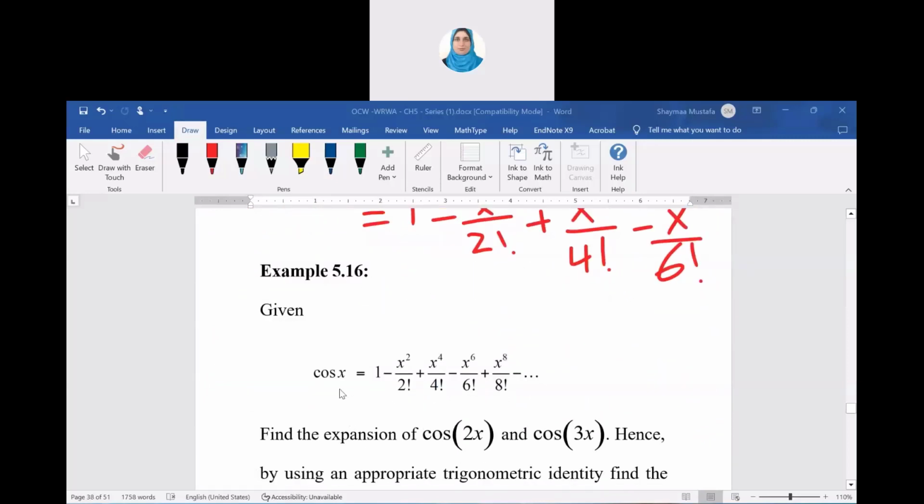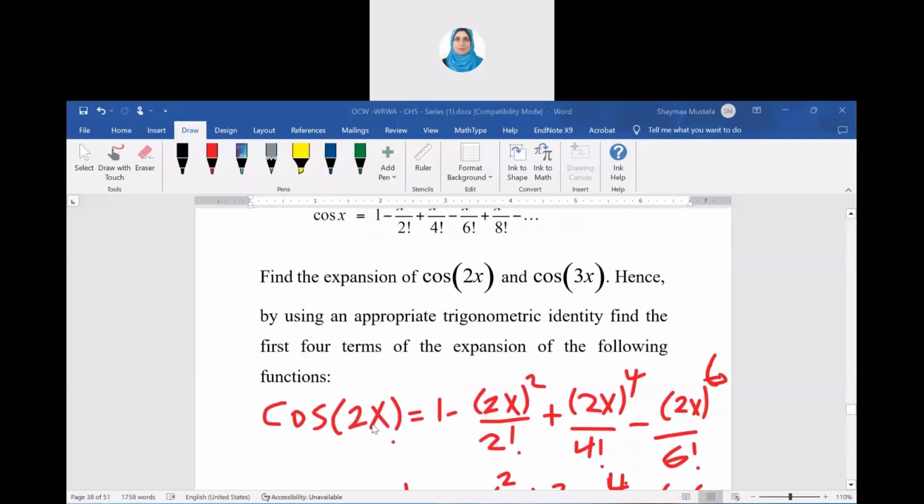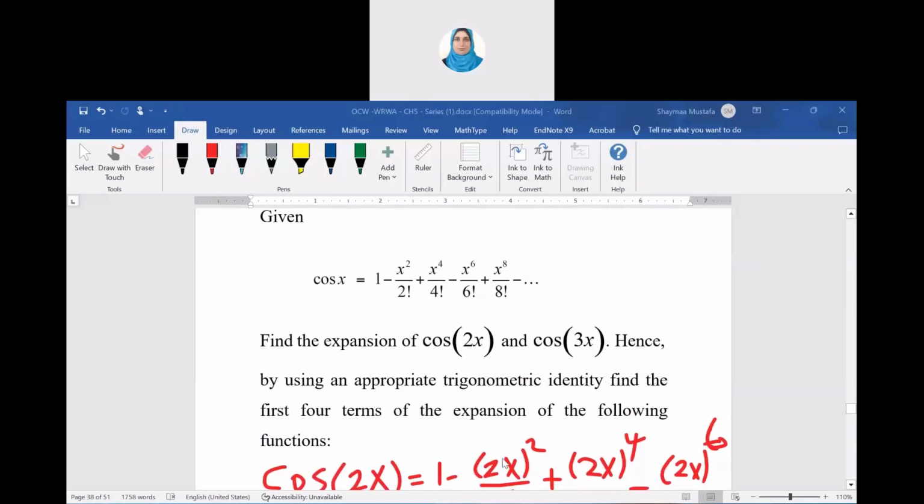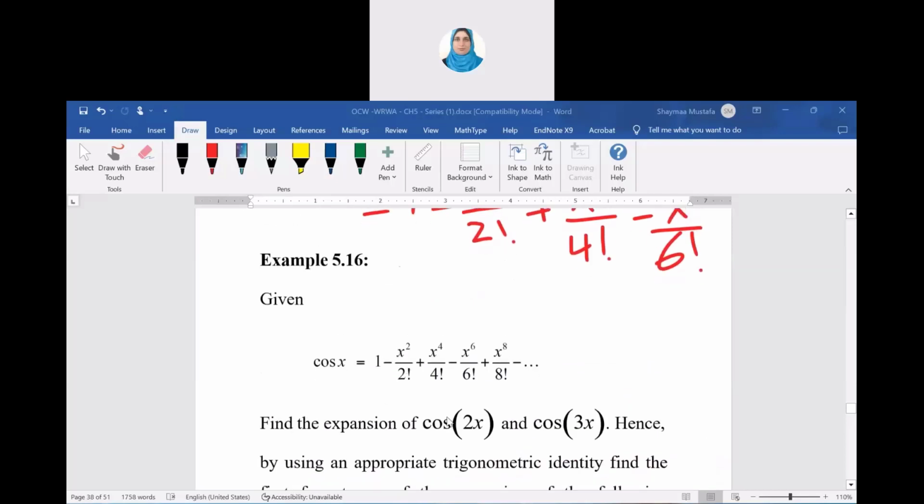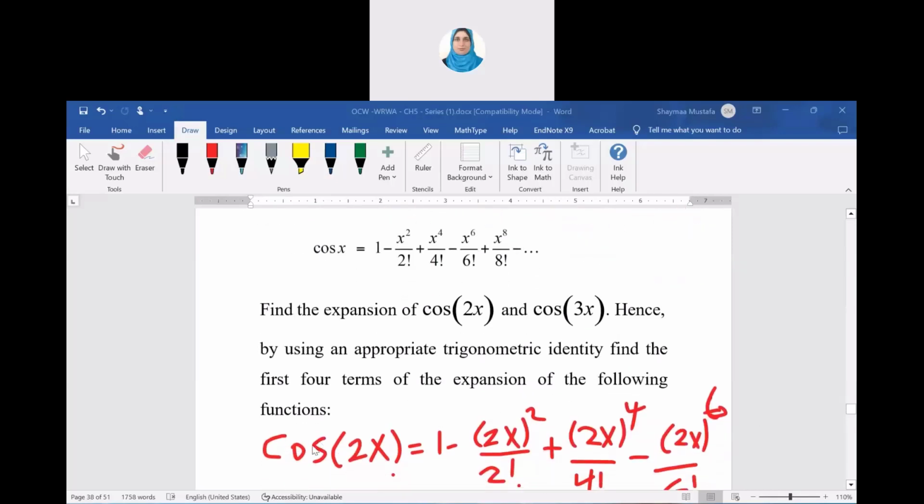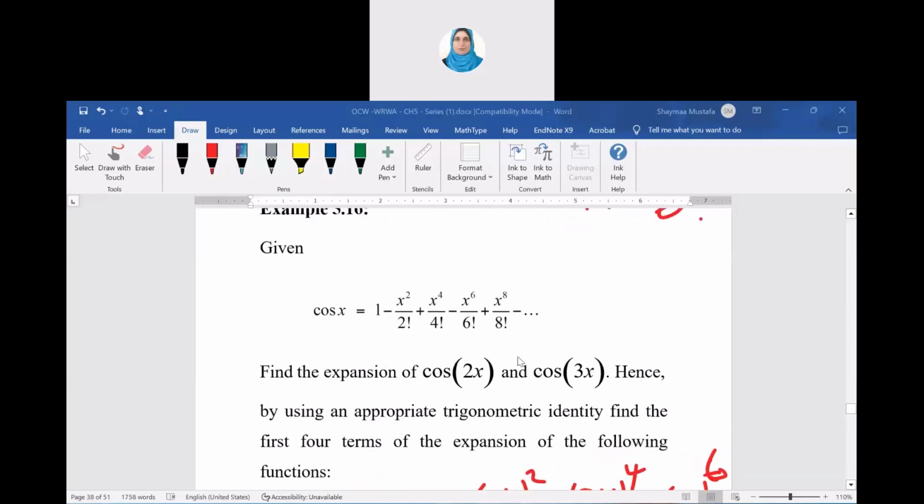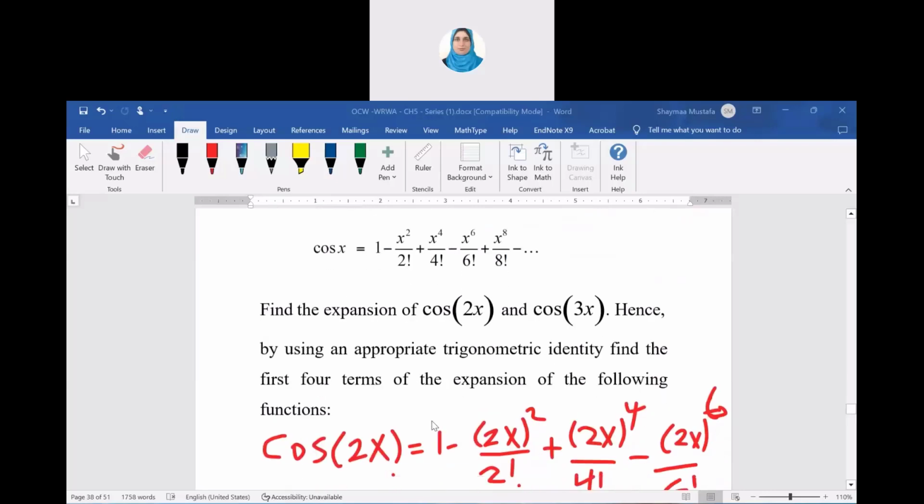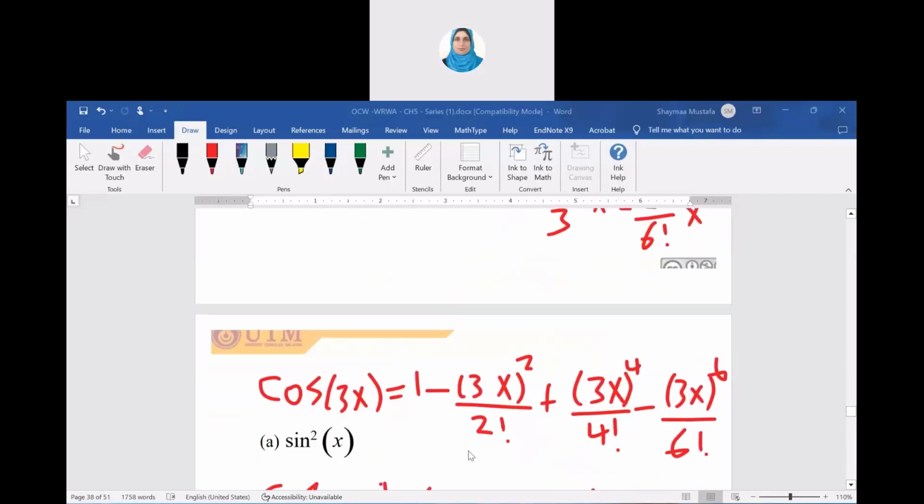Also, we learned that if we already calculated cos x, how can we calculate cos 2x and cos 3x? We just remove x and replace it by 2x. To find cos 2x, just replace each x by 2x to find the Maclaurin series of cos 2x. Same if you need to find cos 3x, you go for cos x and replace each x by 3x.